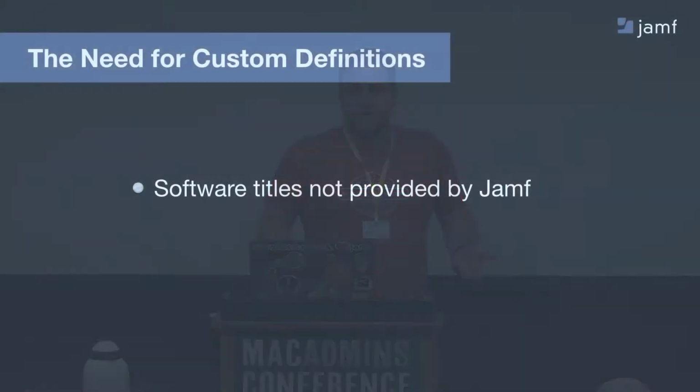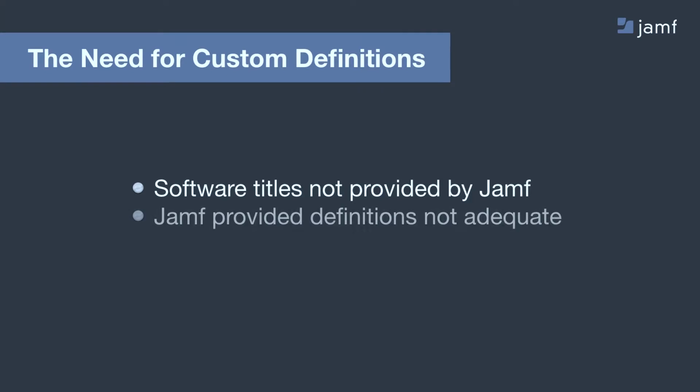The biggest one is just that we cover a very small section of the available software on the Mac platform, and we can't actually maintain definitions for everything with our current processes. So you have a situation where you are going to want to be able to use patch reporting and patch policies for software that's not in our feed. So we need to give you the ability to actually do that.